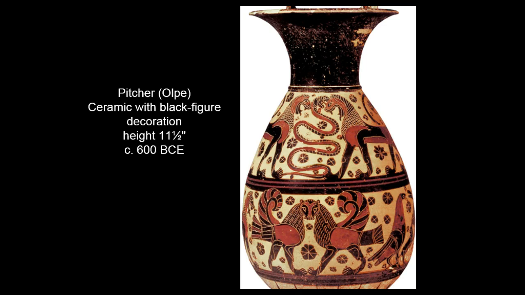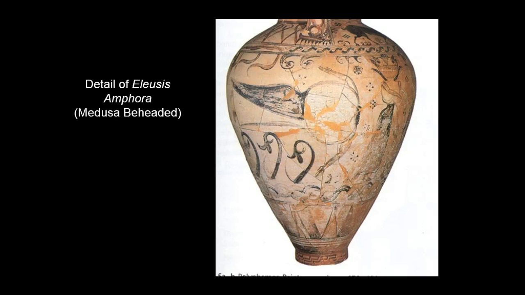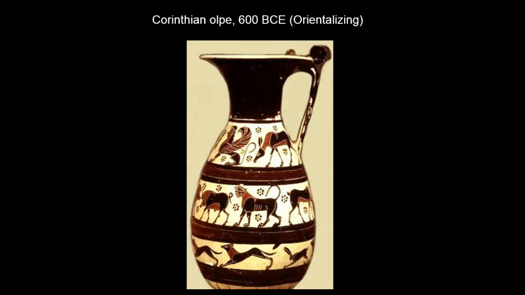A sphinx sits in the upper register of this Olpe. You can see the sphinx right there. Notice that the decoration is less dense, more open, and follows some interesting style guidelines that will continue to be important in Greek art.